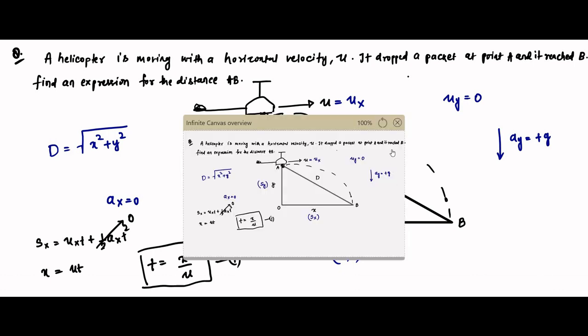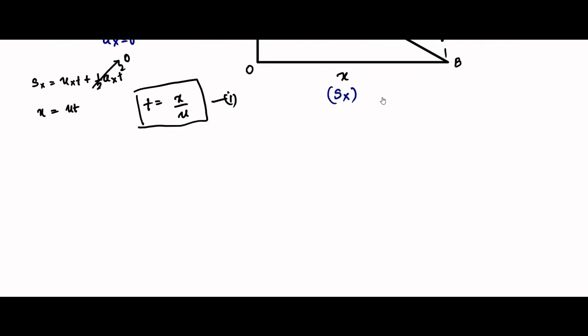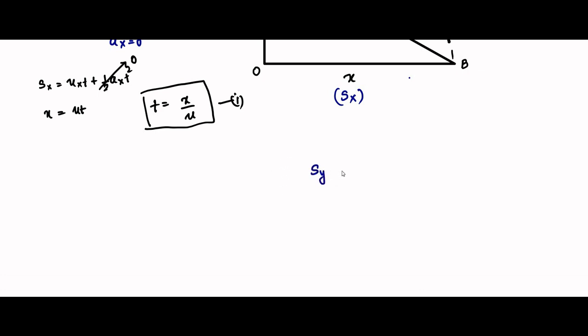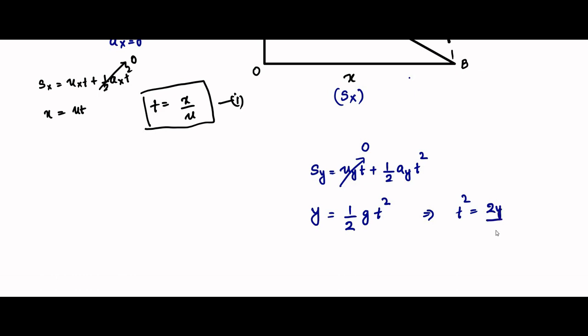Next, Sy is equal to uyt plus 1/2 ay t square. Now the initial velocity has no vertical component, so this whole term will become 0. So we'll have Sy, which is equal to y, is equal to 1/2 ay, which is g, 1/2 g t square. That implies t square is equal to 2y by g, or t is equal to root over of 2y by g. So this is another expression for t. Let's name it equation number 2.